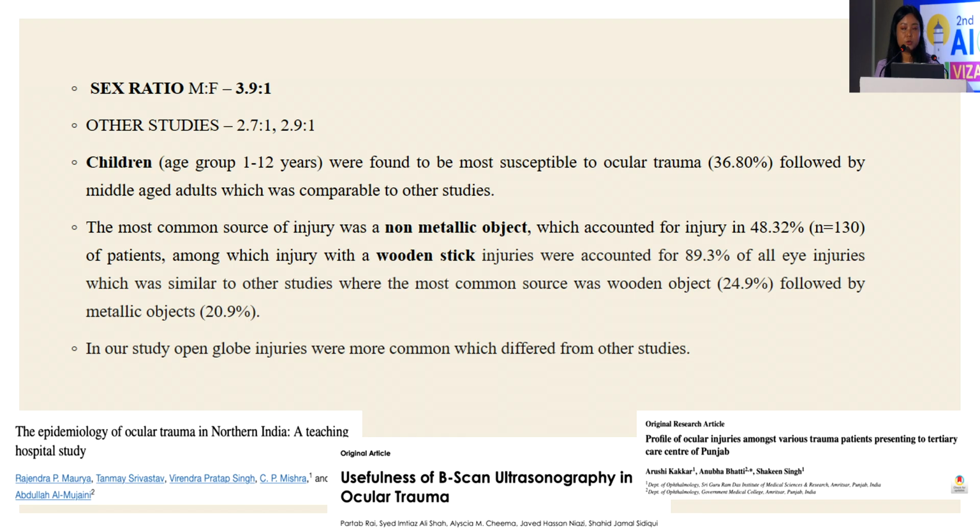Children were found to be more susceptible to ocular trauma, followed by middle-aged adults, which was comparable to other studies. The most common source of injury was a non-metallic object, which accounted for injury in most of the patients, 48.32%, which was also found to be similar to other studies. And in our study, open globe injuries were more common, whereas other studies had closed globe injuries.